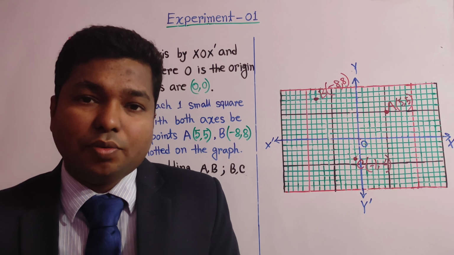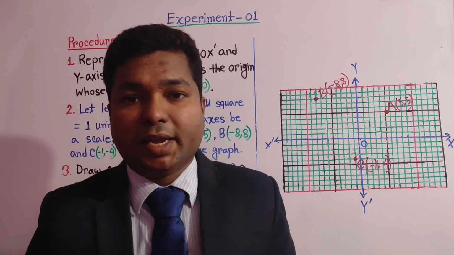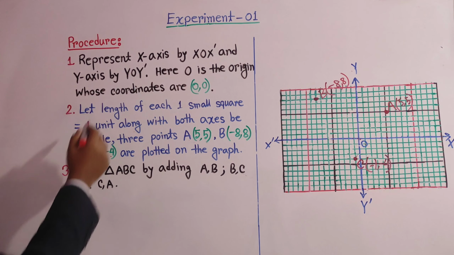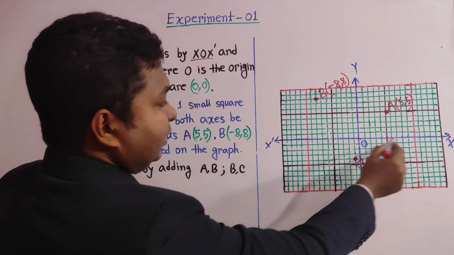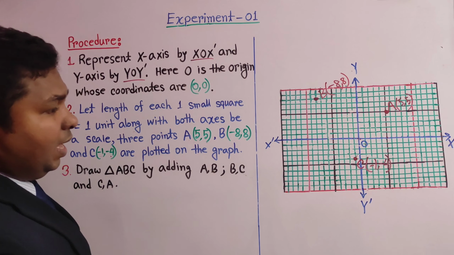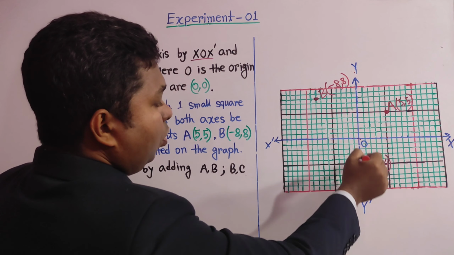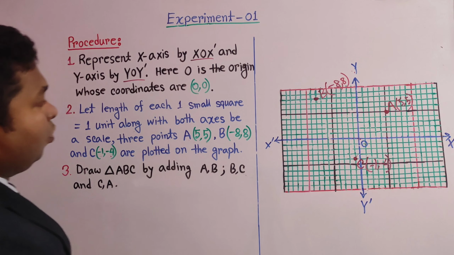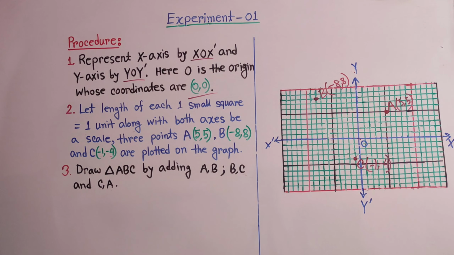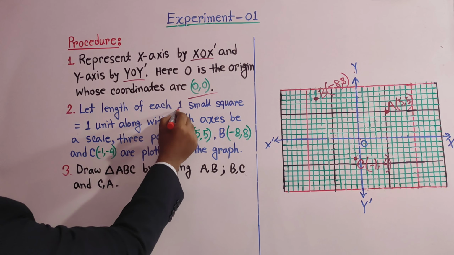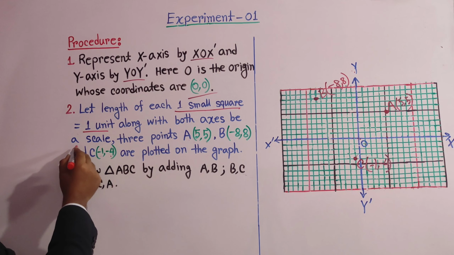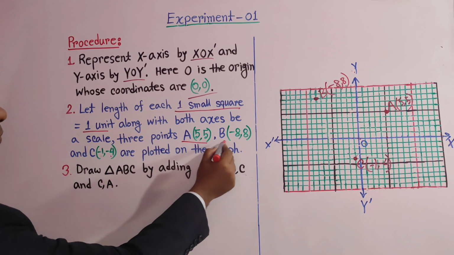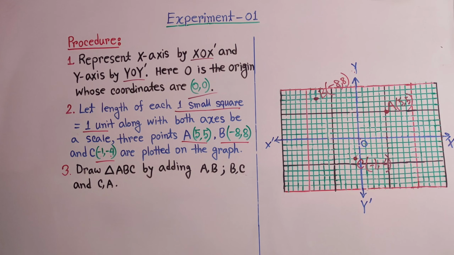My dear students, now our most important step, procedure. Here, in the procedure, represent the x-axis by XOX' and the y-axis by YOY' on the graph paper. Here O is the origin whose coordinates are (0, 0). Now let the length of one small square equal 1 unit along both axes as the scale. Three points A, B and C are plotted on the graph.